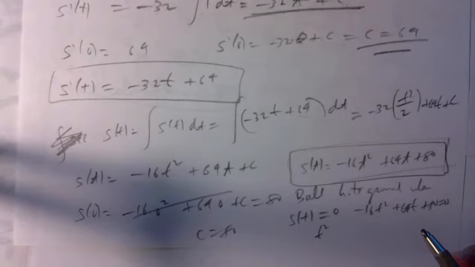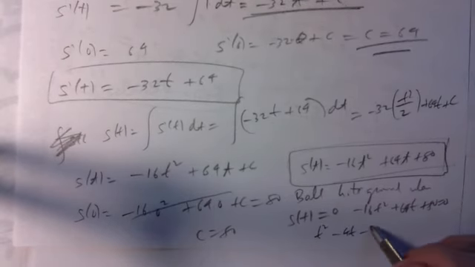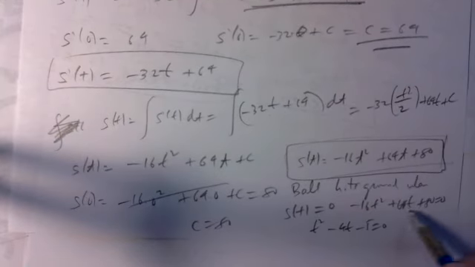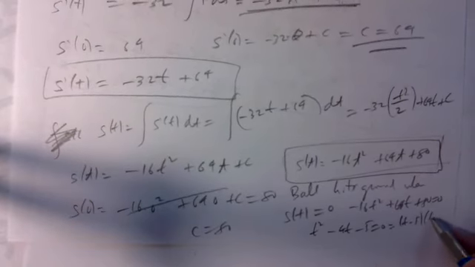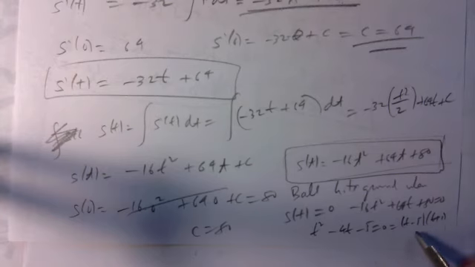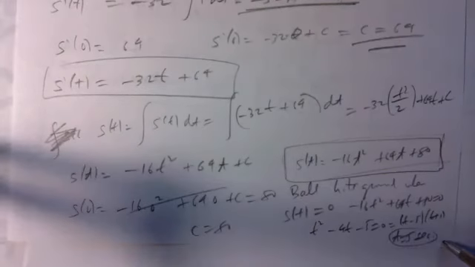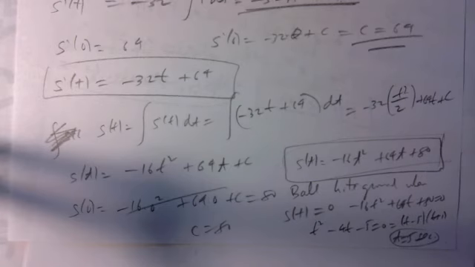This is the same as t squared minus 4t minus 5 equals 0. I just divide by 16. This is t minus 5 times t plus 1. So the solutions are minus 1 and 5. You can't go backwards in time. So t is equal to 5 seconds. That's the time at which the height above the ground is 0. That means when the ball hits the ground.